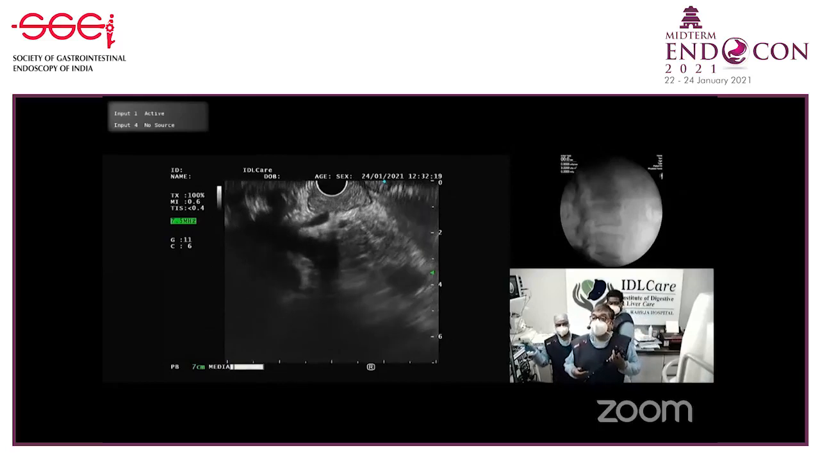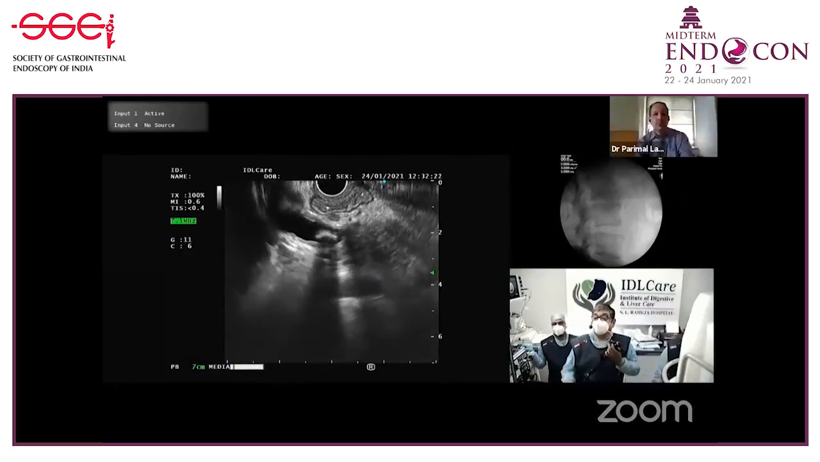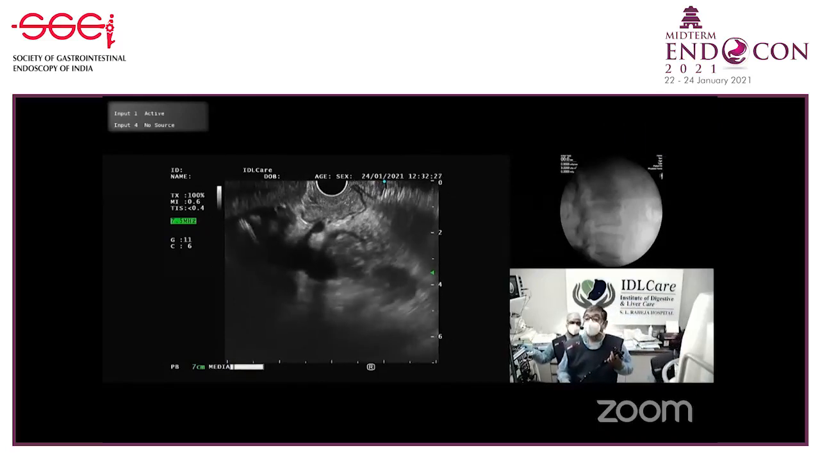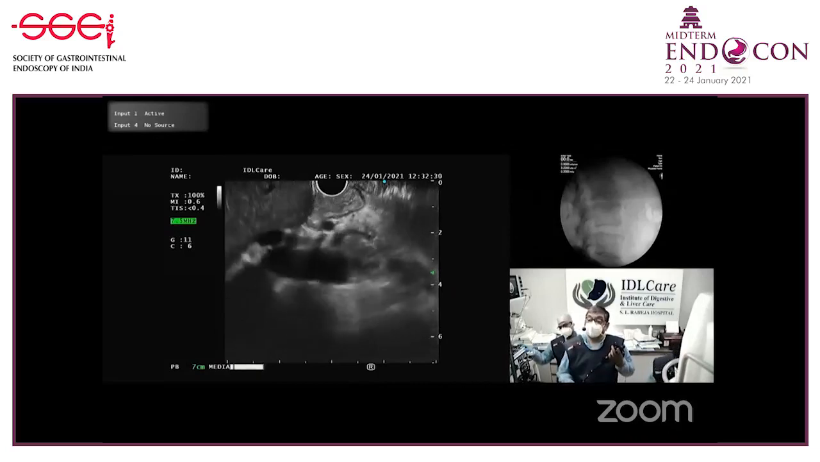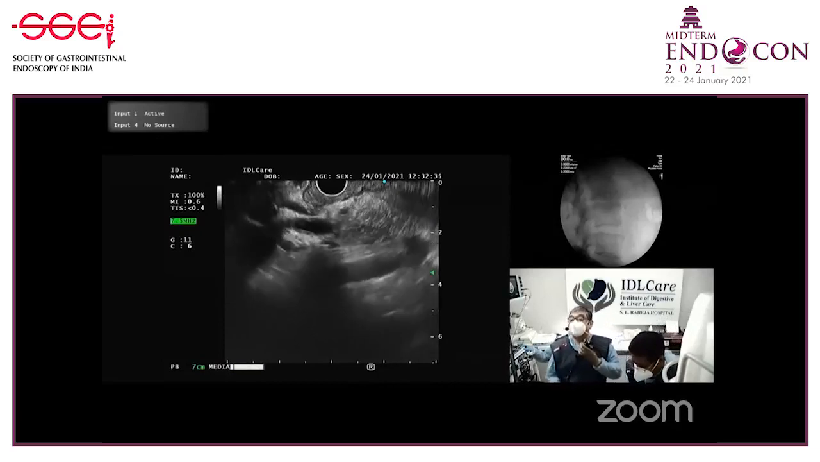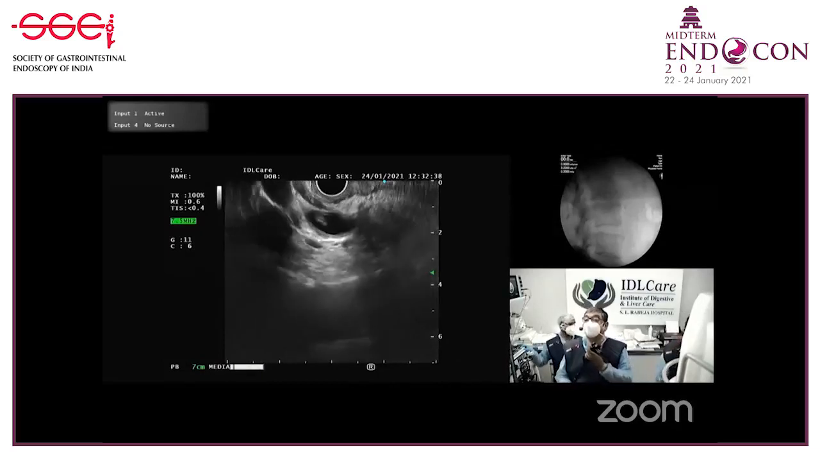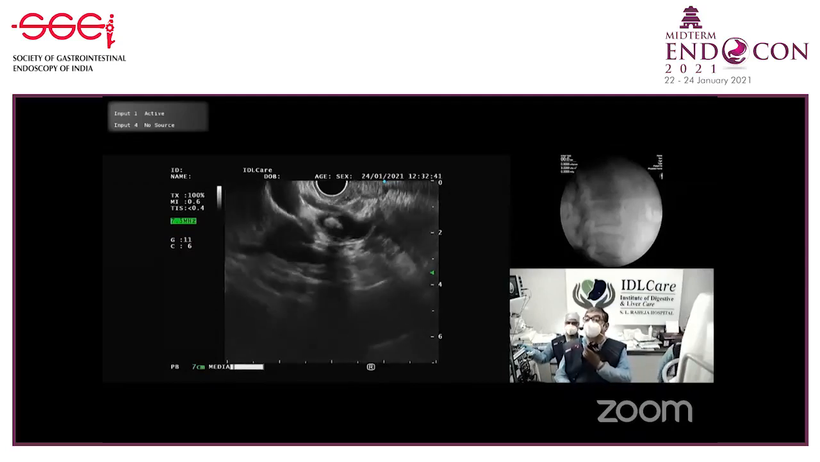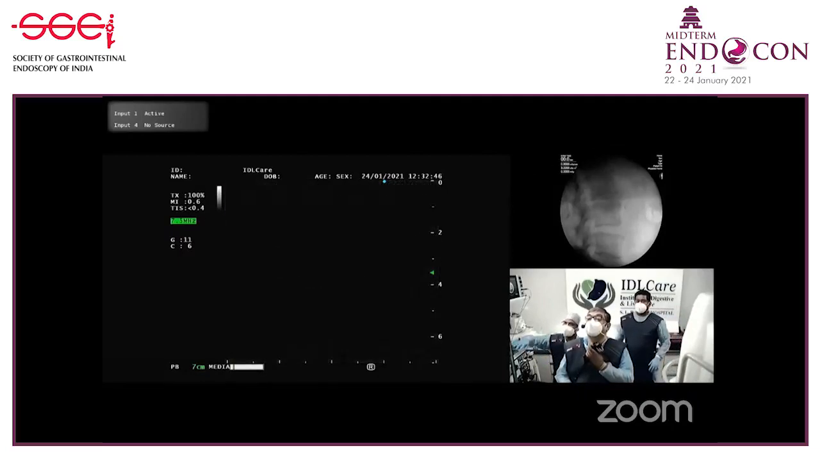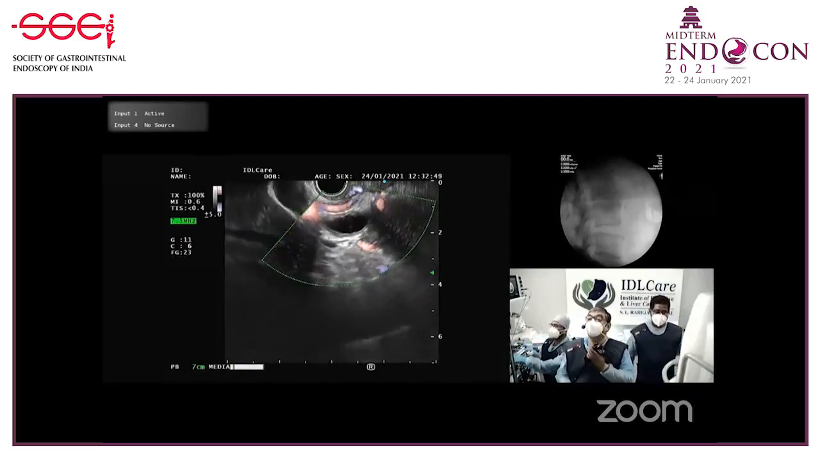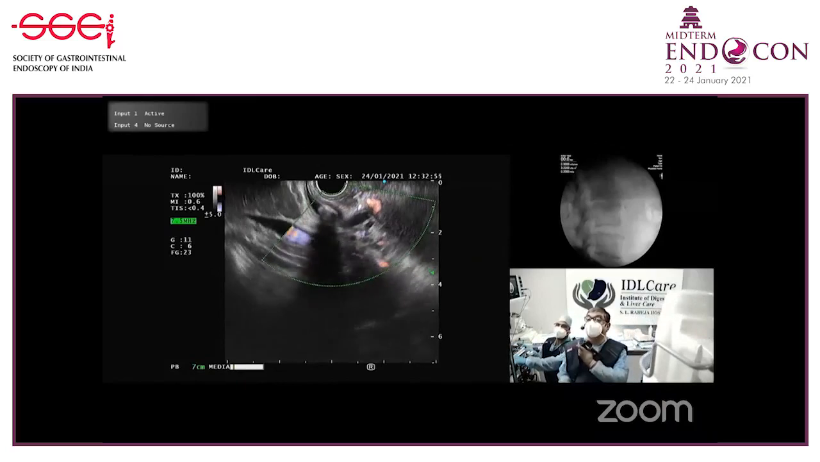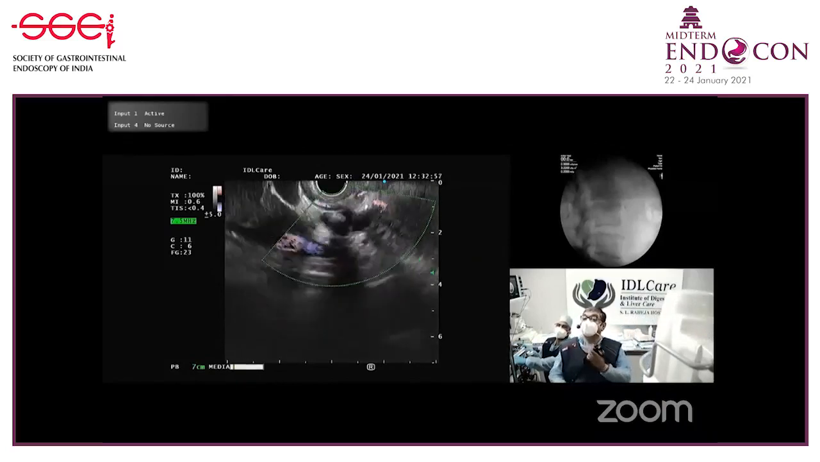So for rendezvous, there are two ways. I will show you. One is from the duodenum and one is from the stomach. So that is the advantage of doing EUS guided procedures. You can, depending on what is good, try from the stomach or the duodenum. But important thing is Doppler. You see there, that is a gastroduodenal artery between the bile duct and the duodenal wall. So you should not puncture here. Very important. So these are some of the things you need to assess.